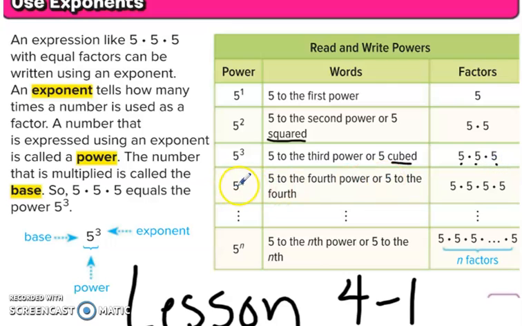And if it is raised to the third power, that means you've got 1, 2, 3 of these multiplied together. If it's raised to the fourth power, there are no more special words like that. The fourth power is raised to the fourth, so it's going to be 4 of these bases multiplied, and so on.